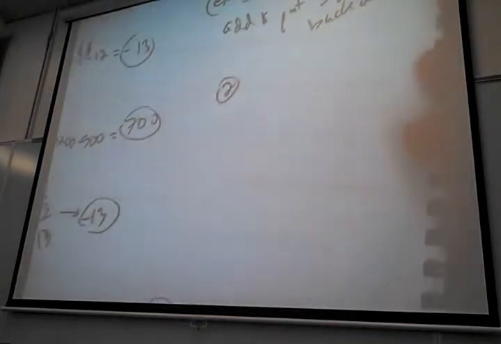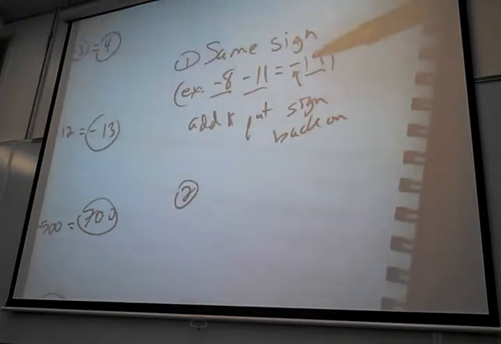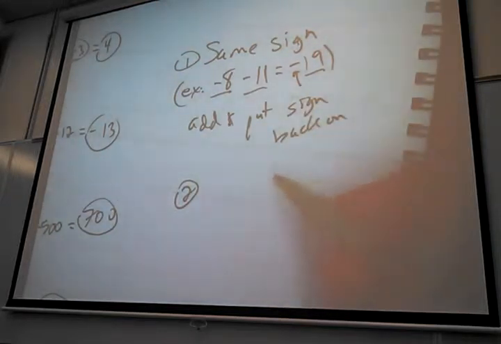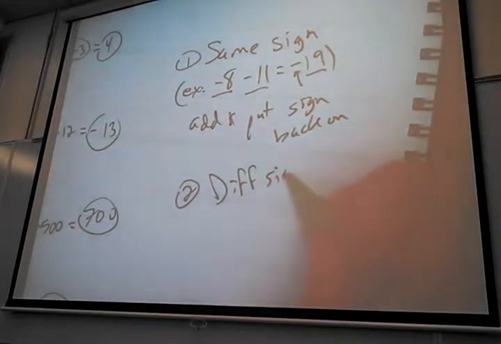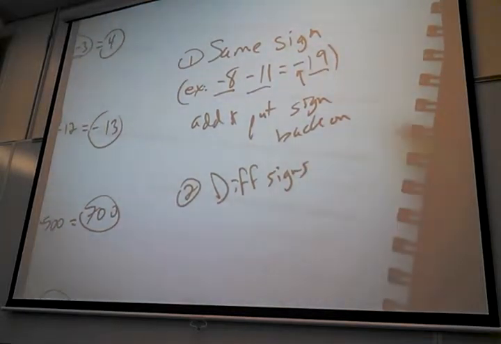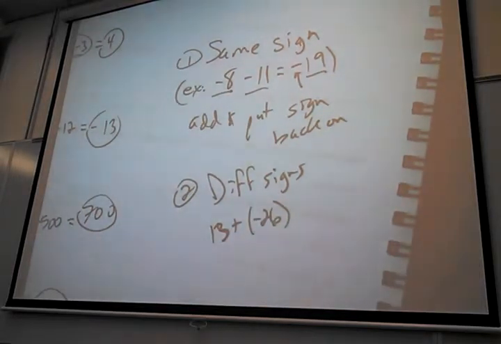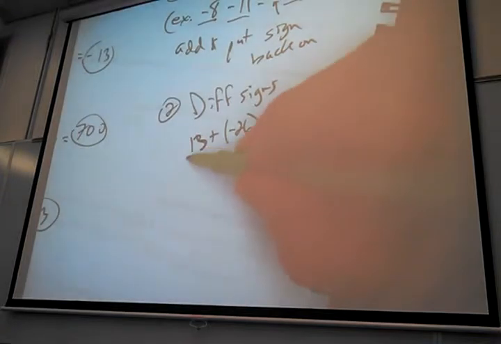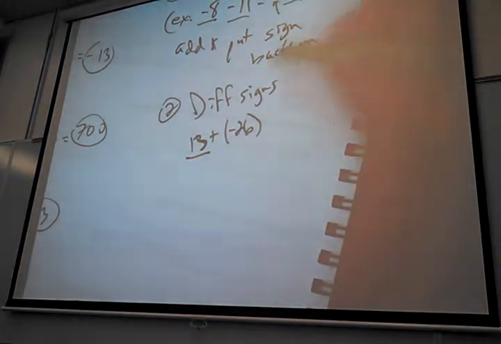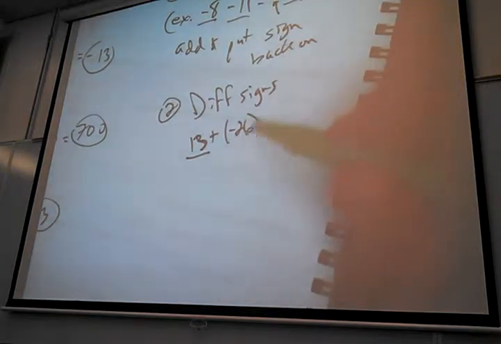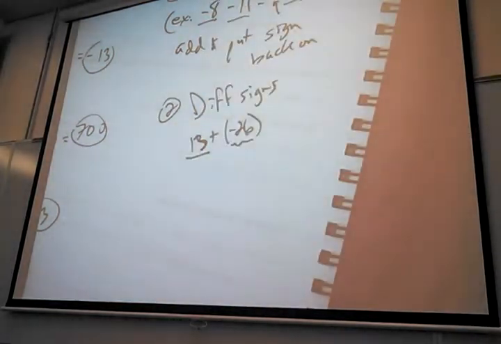Negative, yeah. So real quick, Randy, to finish this out. One rule: if they're the same sign, you add them, and you put the sign back on. If they're different signs, like that problem we did, 13 plus -26. So what sign is that? Careful. What's the sign here? Is it positive or negative for 13? Positive. -26 is obviously negative.